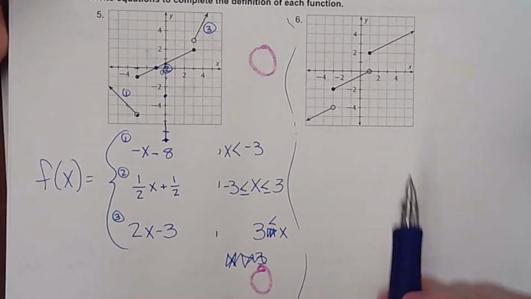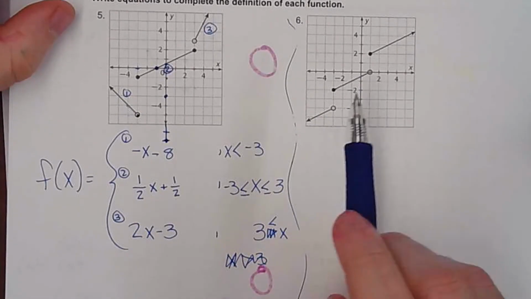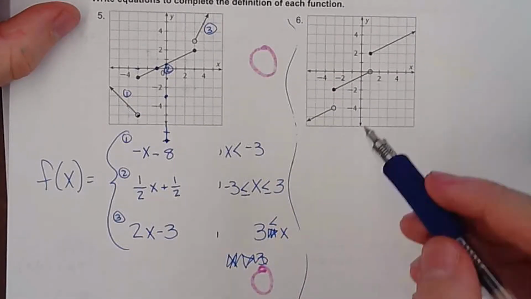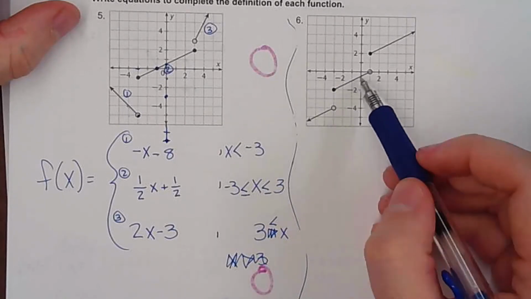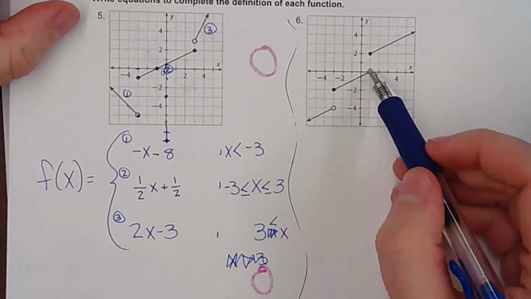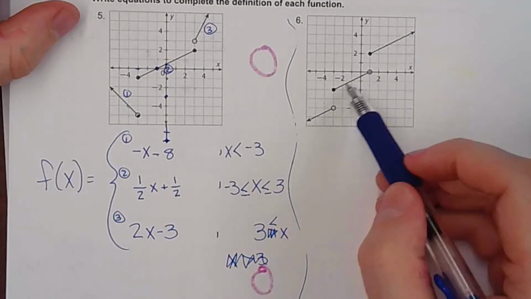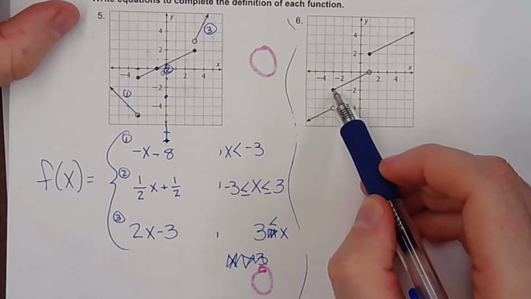You do the same thing for this one. I always like doing the domain first, just for practice, just in case you're wondering. Negative 3 and 1 is the domain of this guy, right? X is between negative 3 and 1. This is a closed circle. That's an open circle.